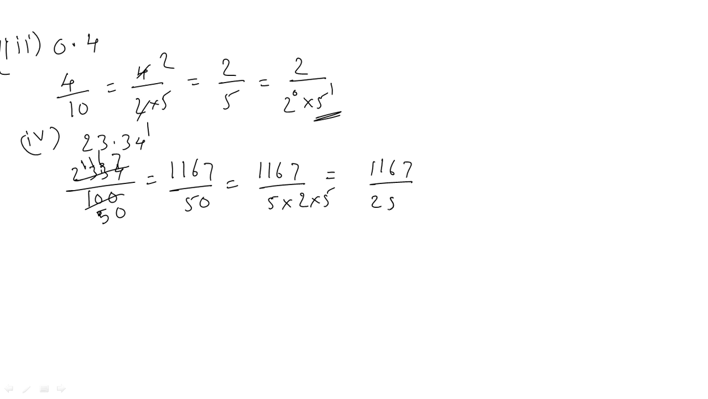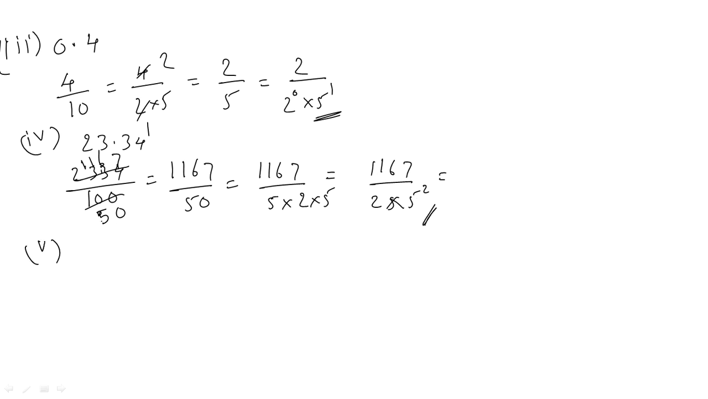1167 by 2 into 5 square. Okay, so it does not have any common factors. 1167 does not have any factors with 2 or 5, because it does not go in the 2 table or the 5 table. Okay, it is of the form 2 power n into 5 power m.